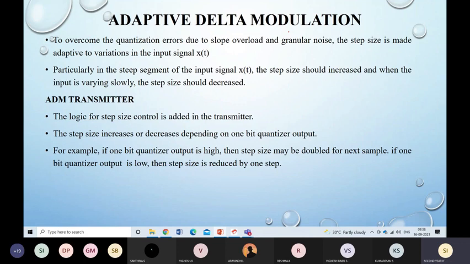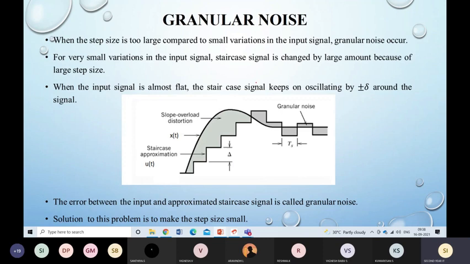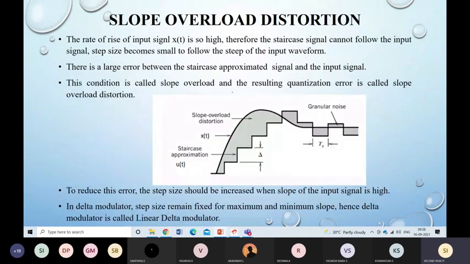That is called slope overload distortion. Your signal is steeply increasing, but the quantized output won't increase the same as your input signal. So there will be a difference between your input and the quantized output. That error is called slope overload distortion. To overcome this, you should not follow a fixed step size. You have to increase the step size based on your input signal.